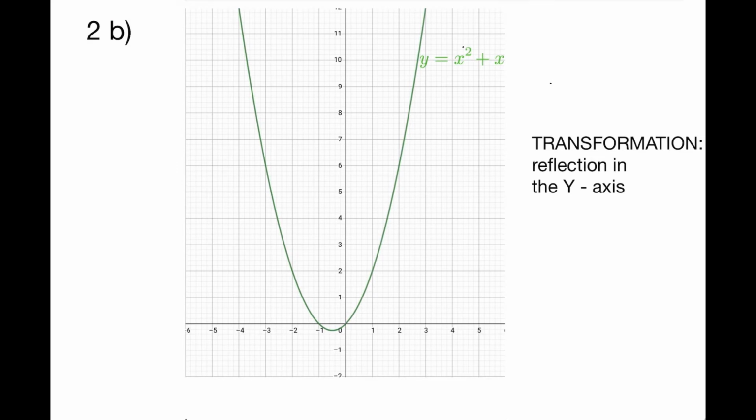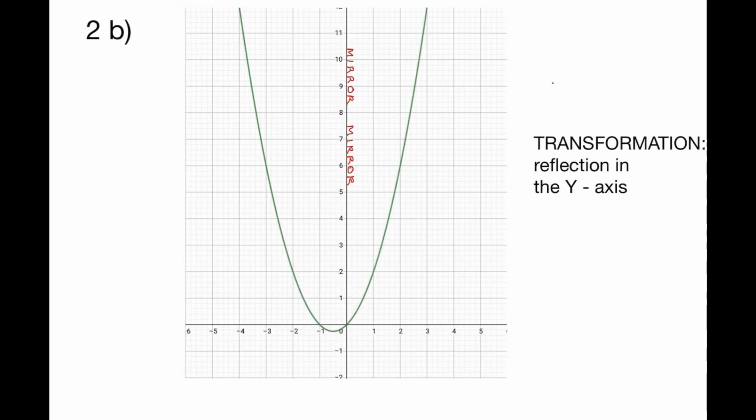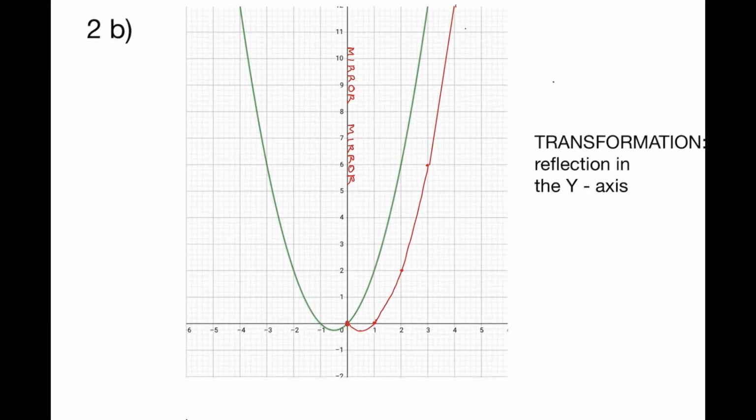Now a reflection in the y-axis causes the y-axis to act as a two-way mirror. As before, points that are on the mirror stay put. Points that are on the left of the mirror are reflected right, and points that are on the right of the mirror are reflected left.